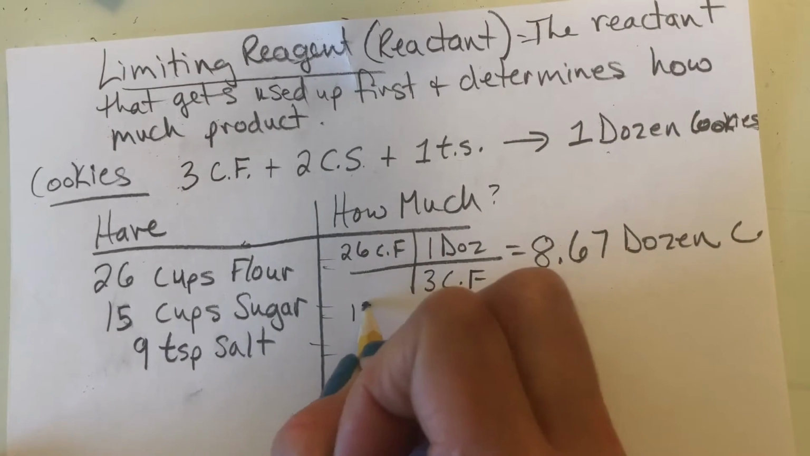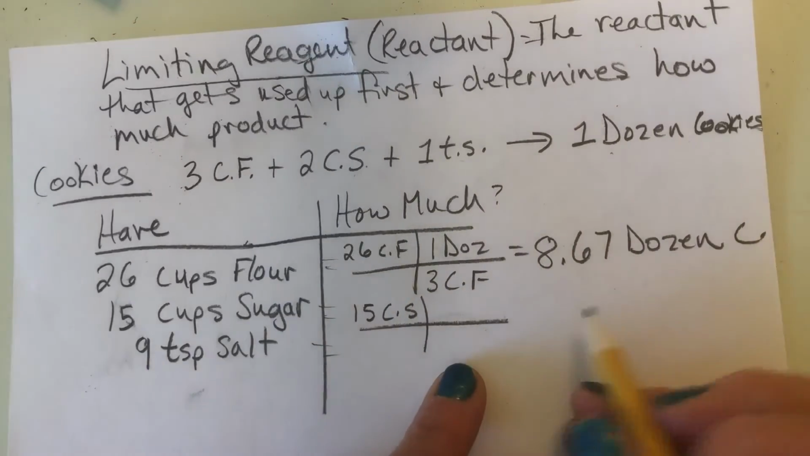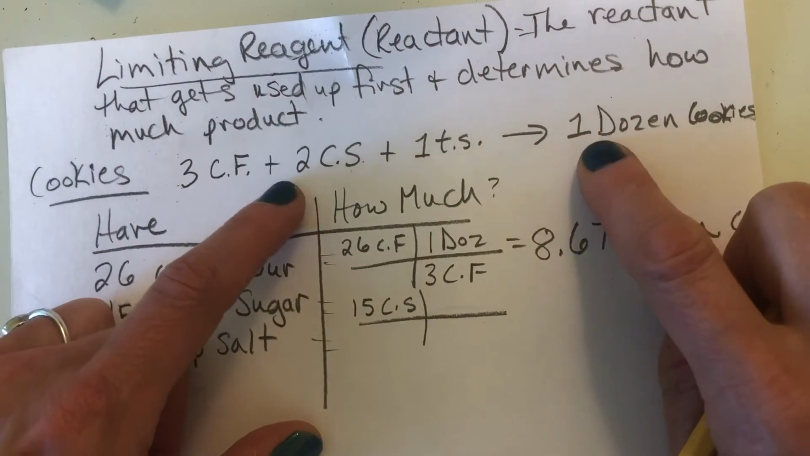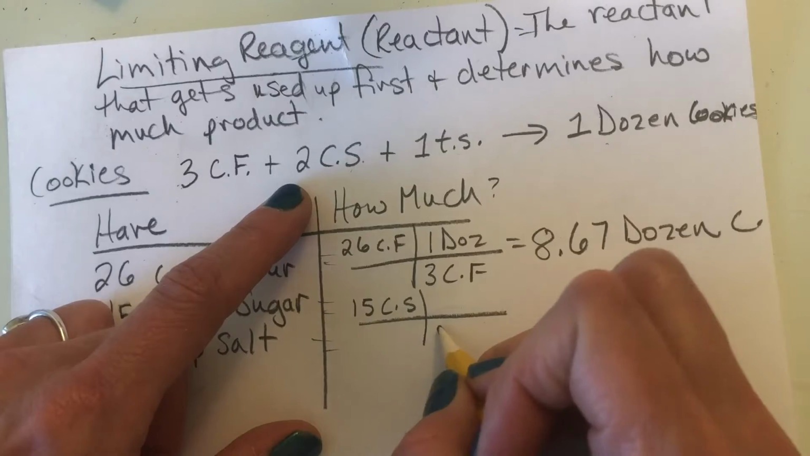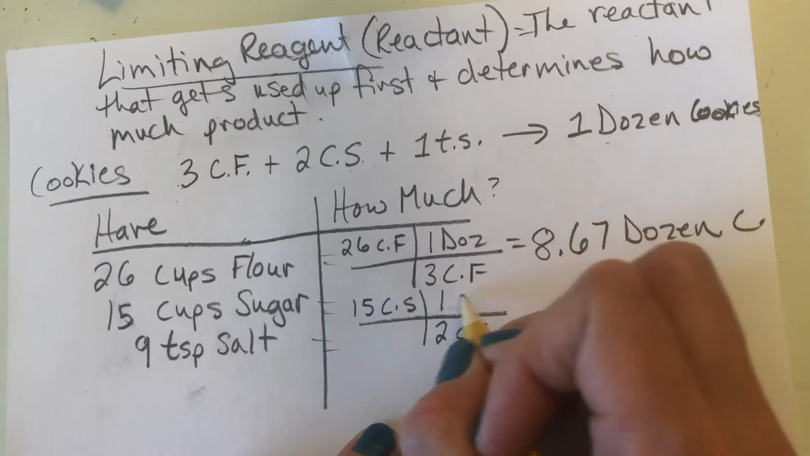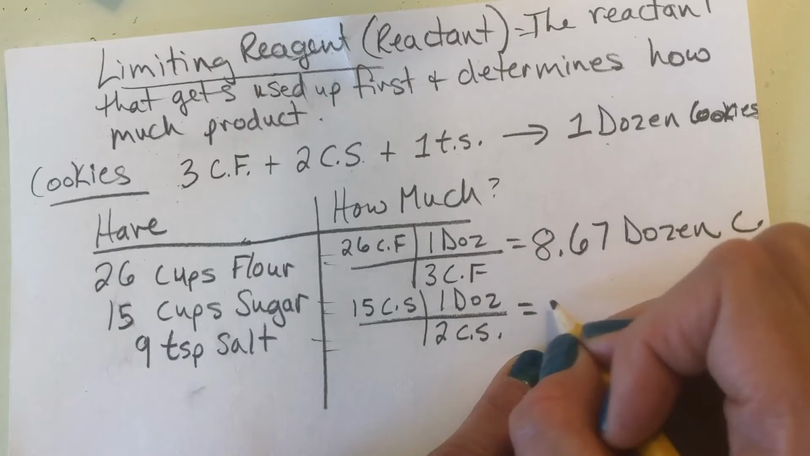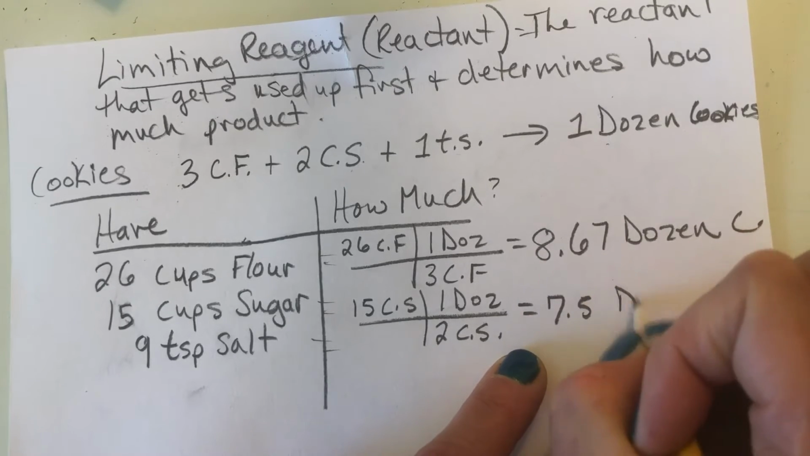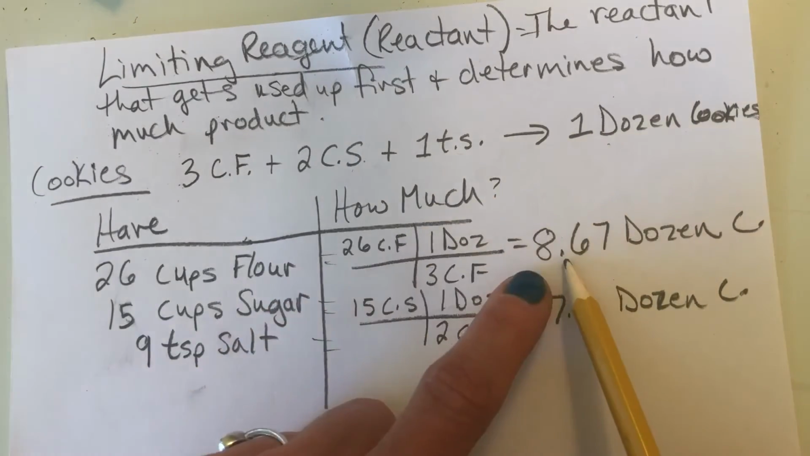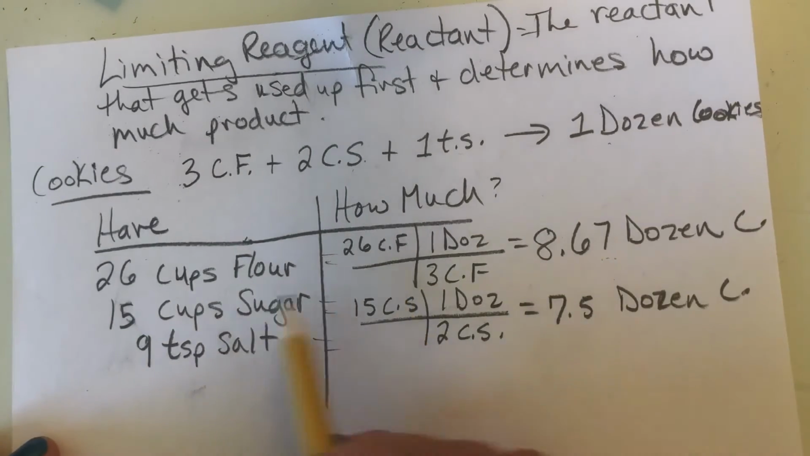So if you have 15 cups of sugar and we had an infinite supply of everything else, we'll figure out how many dozen cookies we can make. Looking up here at our equation, you've got to look at these coefficients, these ratios. These could be molar ratios too. We have 2 cups of sugar is going to make 1 dozen cookies. So we have 15 divided by 2. We got 7.5 dozen that could be made, which is less than we could make if the cups of flour was the only limiting reactant. It's looking good for sugar being the limiting reactant.